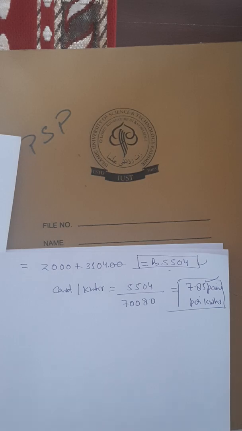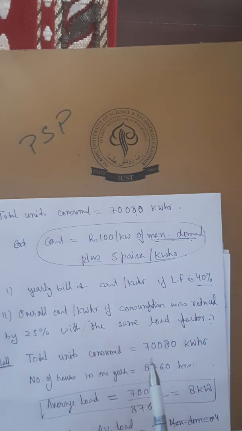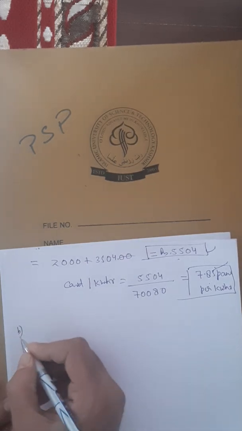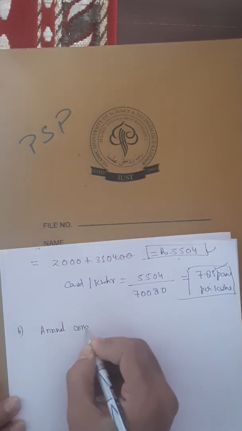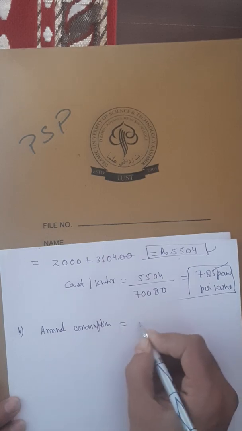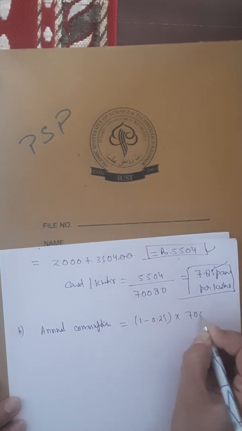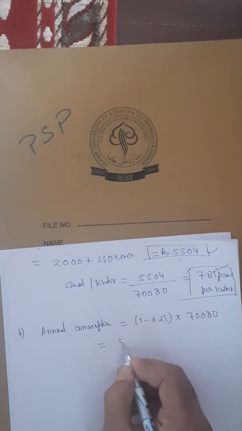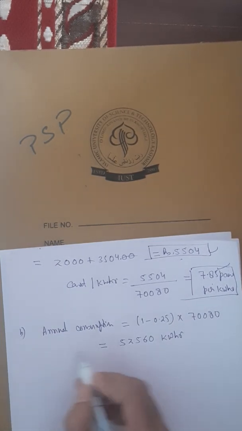Okay. So the next point is, what is the overall cost per kilowatt hour if the consumption was reduced by 25% with the same load factor? Earlier consumption was 70080, and now it is reduced by 25%. So my annual consumption will be 1 minus 0.25 into 70080, which is simply 75% of 70080. If you solve it, you will get 52560 kilowatt hour. Now this is your consumption.